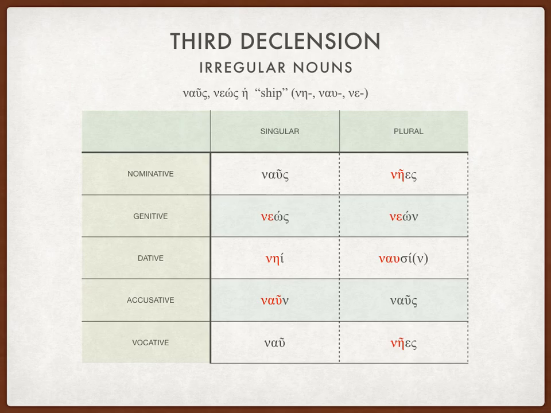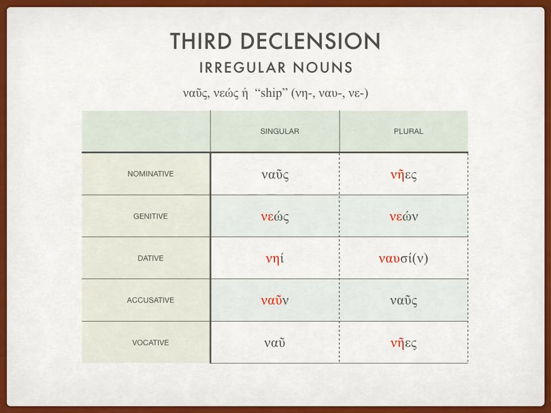So the nominative singular is naus, our root for words like nautical or nautilus, a ship. Genitive neos, of the ship. Dative nei. Notice that's the long form. That's the earlier form with a perfectly regular dative singular. That's what it should have looked like if the noun stayed regular and stayed with neos, but it didn't.